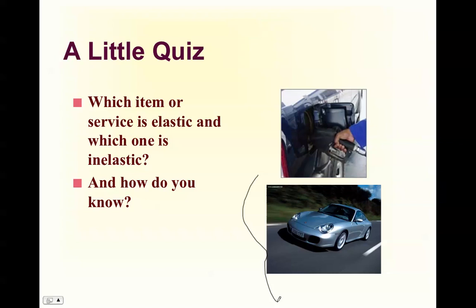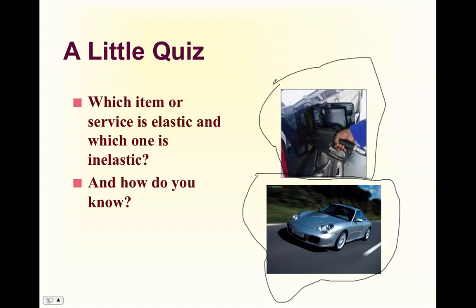Hopefully you guessed the car. The car is elastic, and gasoline is inelastic. With a car, there's more substitutes out there, and with gasoline, since gasoline is needed for the car, once you buy the car, you have to have the gasoline. Not nearly as many substitutes for gasoline, although there are getting to be more. And when there are going to be more, gasoline will be cheaper. But as it is now, we all need gasoline for a car. So gasoline, inelastic, car, elastic.